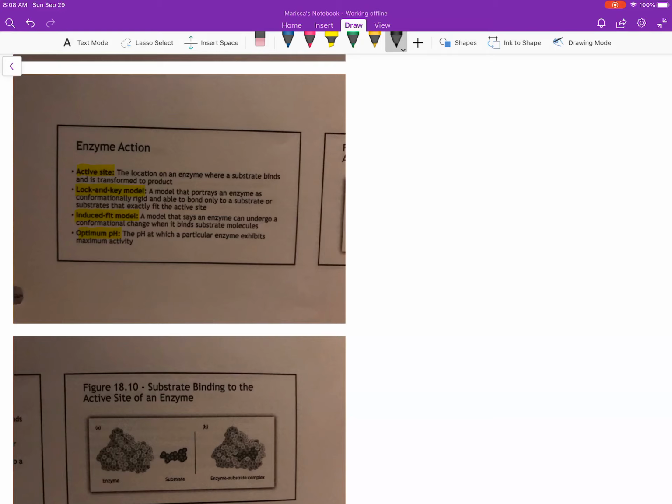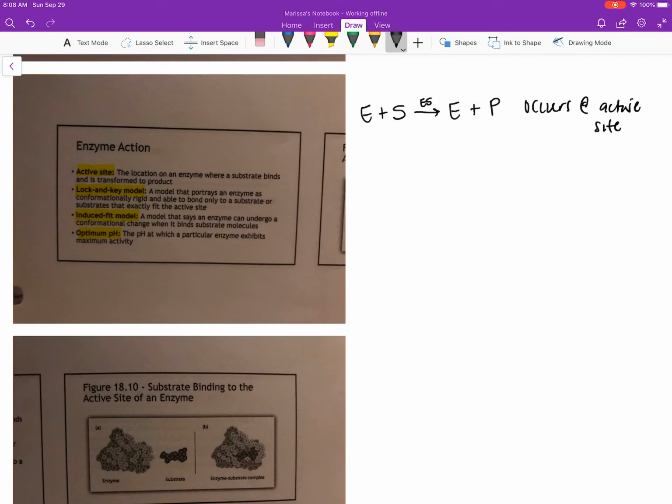So the active site is going to be where the enzyme binds a substrate and where it is transformed to enzyme plus product. Okay. So there's going to be this brief little moment where they're bound together before the substrate is transformed into the product. Okay. So this occurs at the active site.